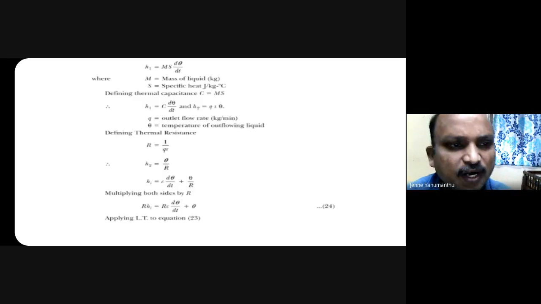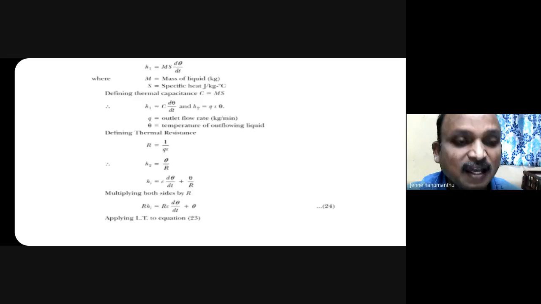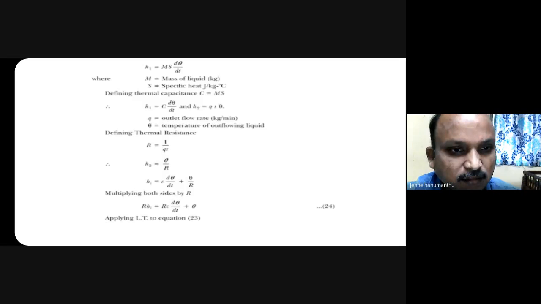See, H1 depends on capital M into S into d theta by dt. This is a standard relation because of our structure, our tank, and our possibilities: water, steam, inlet, outlet, temperature. By considering all these, I am writing H1 equals M S d theta by dt. What is M? M is nothing but the mass of the liquid in kilograms. How much liquid is there in your tank? That is in terms of kilograms.